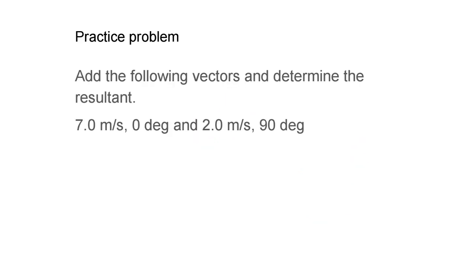Let's try another one. Here our two vectors are, the first one is heading out at 0 degrees and it has a length, or magnitude, of 7. The unit is meters per second, but we're just going to ignore the unit until the very end. The next one's going up at 2 meters per second. So 7 and 2, our resultant would look like this then. Let's figure out the degree measure here and the length of this.